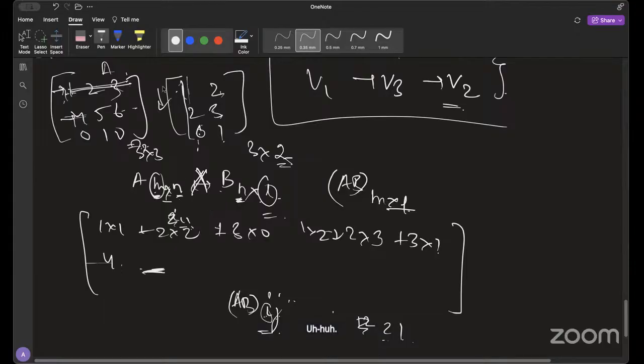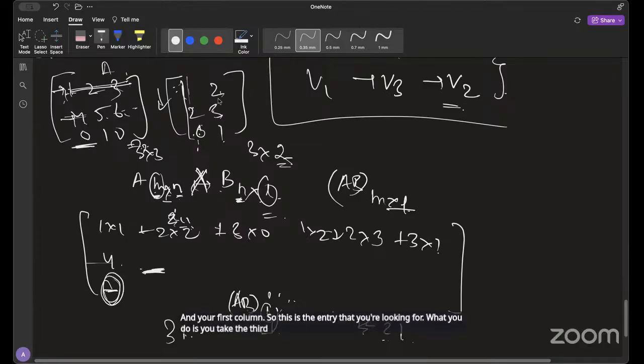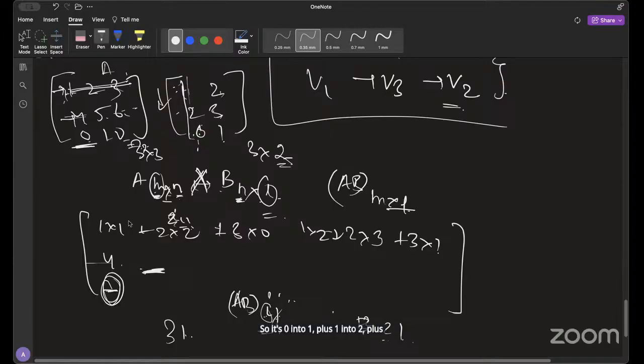Yes, ma'am. You do 4 into 1 plus 5 into 2 plus 6 into 0, and then you write it here. If you want another entry, this is your third row and your first column. So you take the third row here, and you multiply it with the first column here. So it's 0 into 1 plus 1 into 2 plus 0 into 0. Is this fine now?